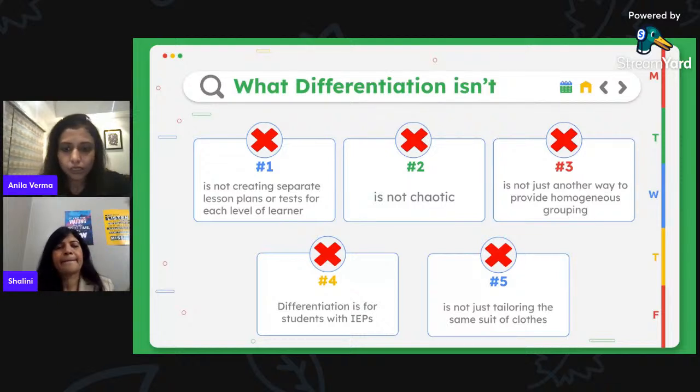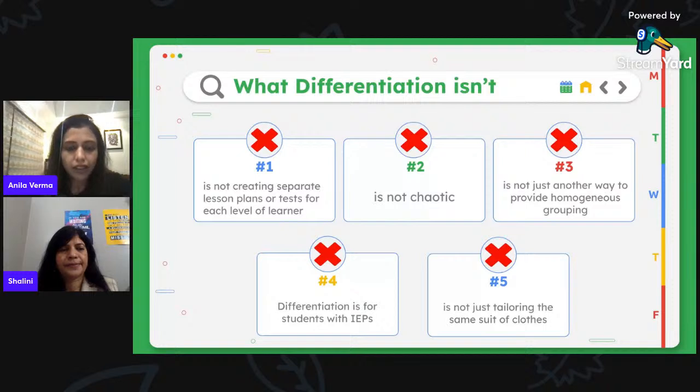Shalini, we have a question. Somebody is asking, what do you understand by homogeneous grouping? Yes, homogeneous grouping means a grouping where all children have either the same interests or they are all in the advanced level or they are all the weaker ones. So we are always putting them in the homogeneous group. All similar kind of learners we are putting in the same group and always making the grouping like that.